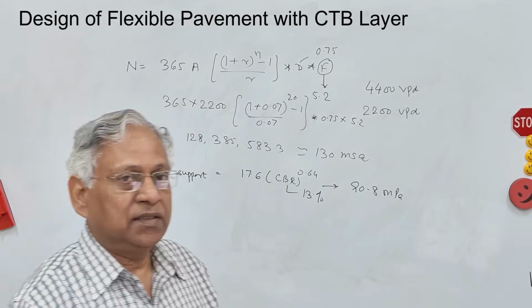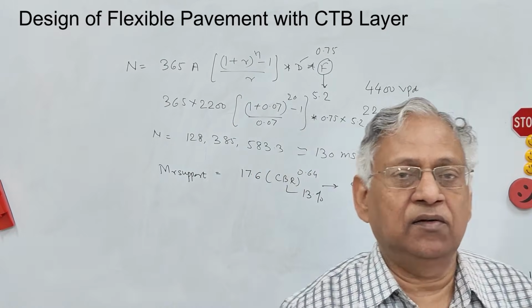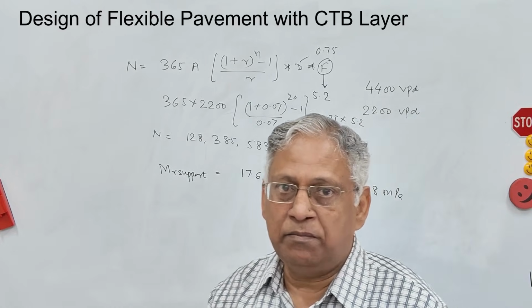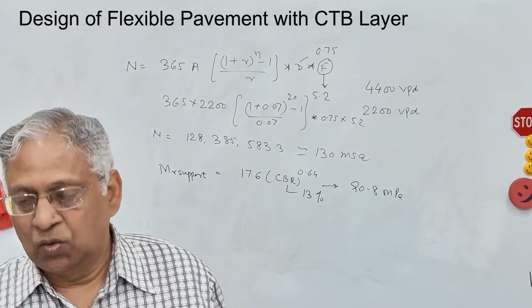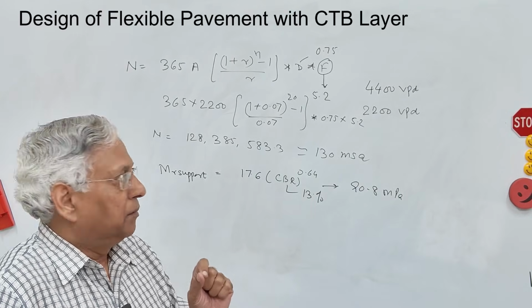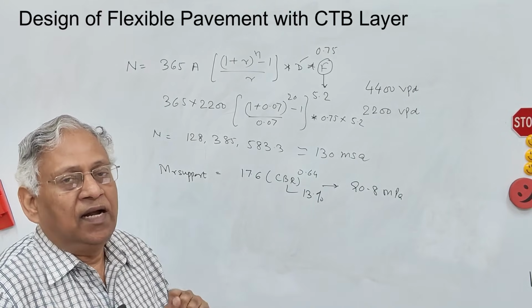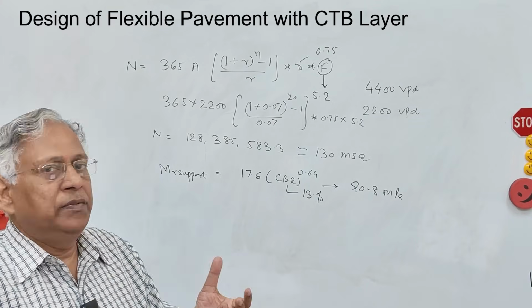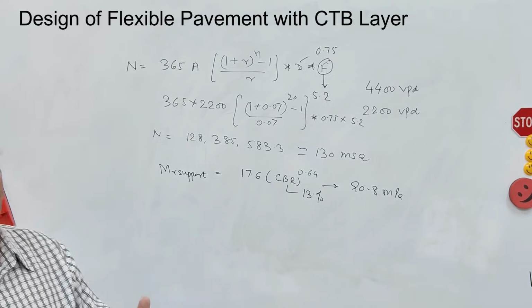Design traffic is more than 50 MSA, and therefore, what IRC 37 suggests is that the wearing course should be either SMA or BC layer with DBM. And for the BC layer you should use modified binder, and in DBM we should use VG40. So let us assume that we will be using DBM and BC layer.